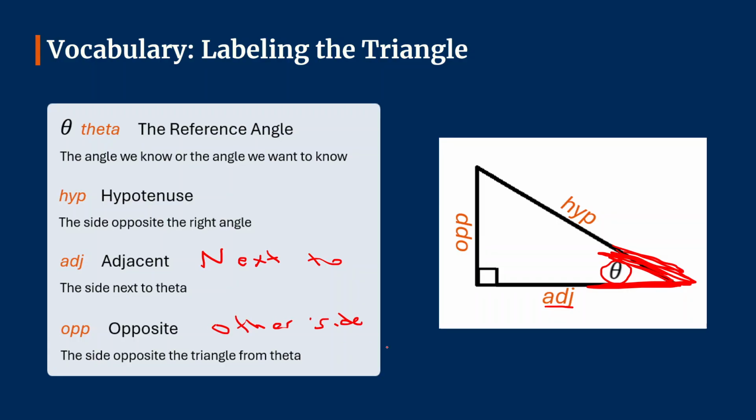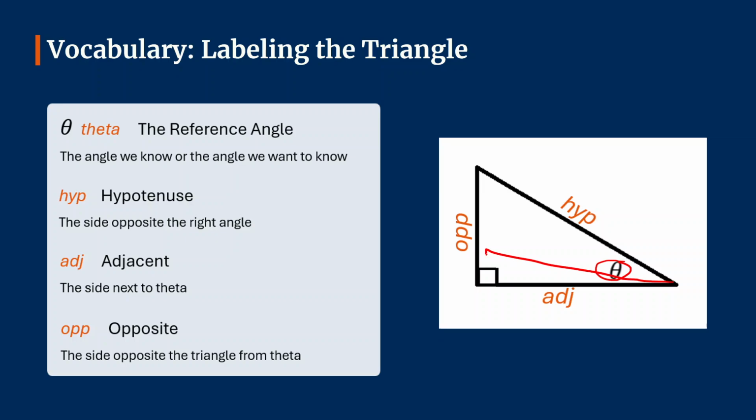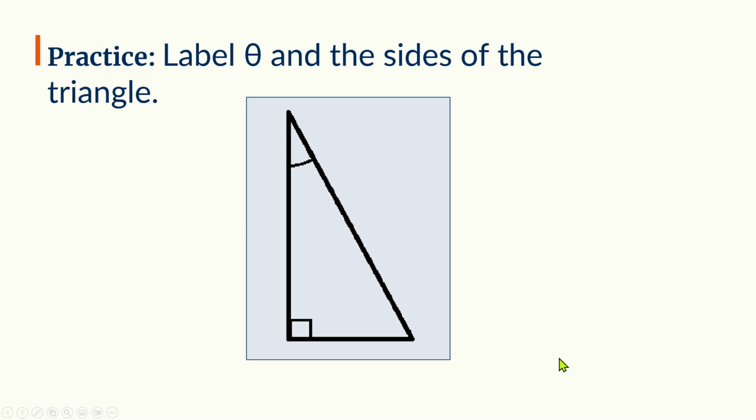And the other side is called the opposite side, because it's on the opposite side of the triangle from theta. So you'll notice, other than the hypotenuse, we're really focused on where theta is. That's why we needed to know theta. So here's theta, and on the opposite side of the triangle, there's the OPP, the opposite side. So we have to be able to label the sides of our triangle and our reference angle with these names. So here's a practice question for you. Can you label theta and the sides of the triangle?